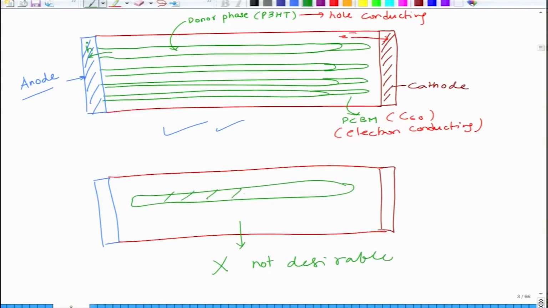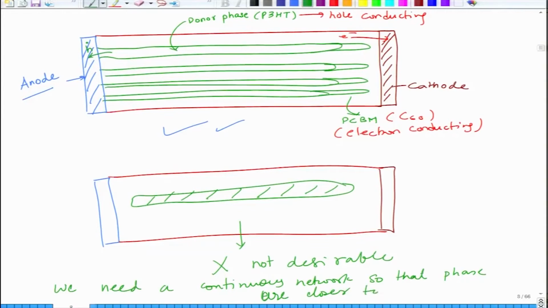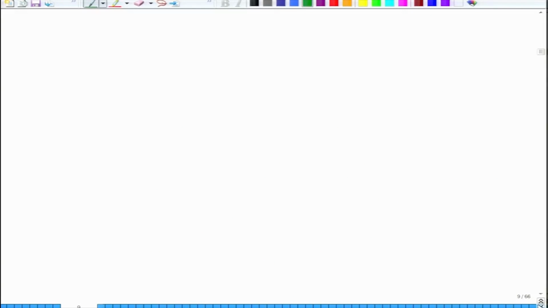We need a continuous network, so that phases are closer to electrodes. That is how you would like to have an interpenetrating network. So, what we require is an interpenetrating network. In reality, you would like a structure like what is shown here, an interpenetrating network like this. This is what you would require theoretically. But what we get in practice is a little diffused kind of structure.